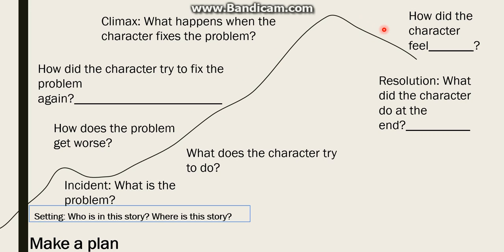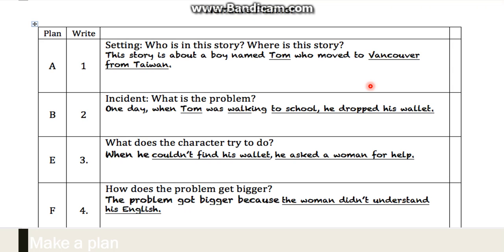For the ending, I had them talk about how the character felt and what the character did at the end. So based on this idea, we did a narrative planner of a boy named Tom. So basically, I gave them a sentence starter. Actually, beyond a sentence starter, it was very structured. This story is about a boy named Tom who moved to Vancouver from Taiwan. Now the students, for the first attempt, could change the name and change the setting.